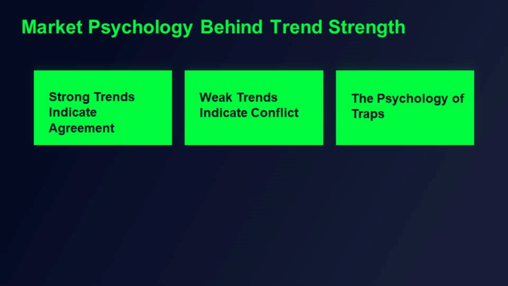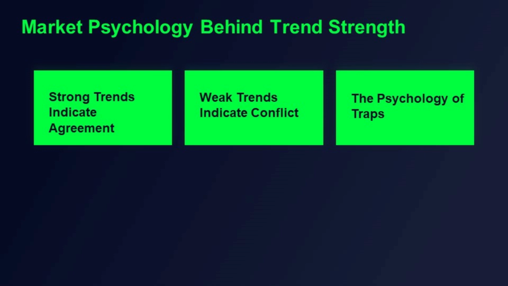Market psychology behind trend strength. Trend strength is nothing but buyer and seller conviction visualized on price. Strong trends indicate agreement. When trends are strong, buyers agree on price. Sellers stop resisting. Institutions push positions gradually. Emotional buying occurs late. This alignment creates sustained movement.